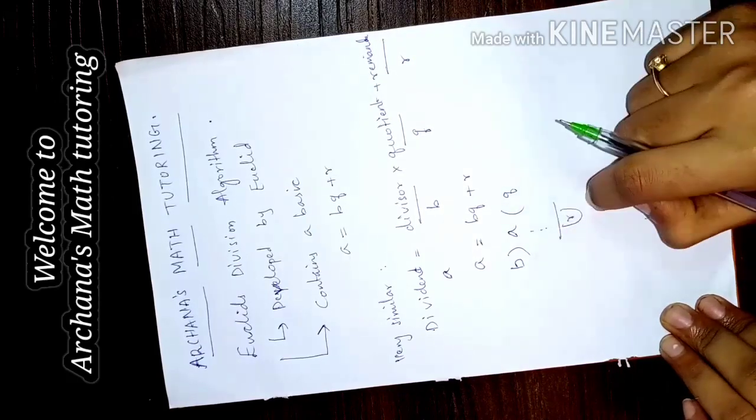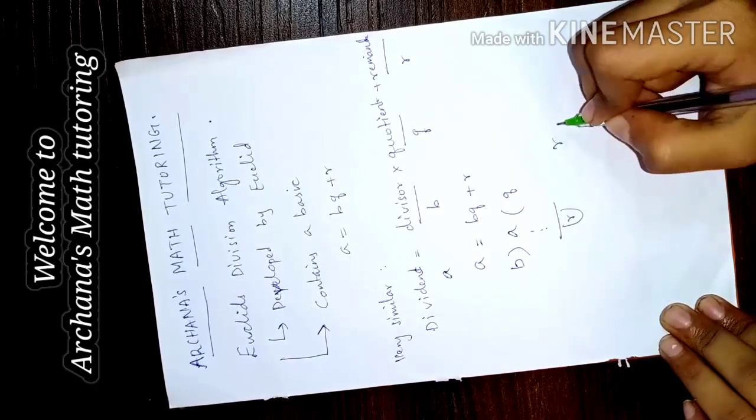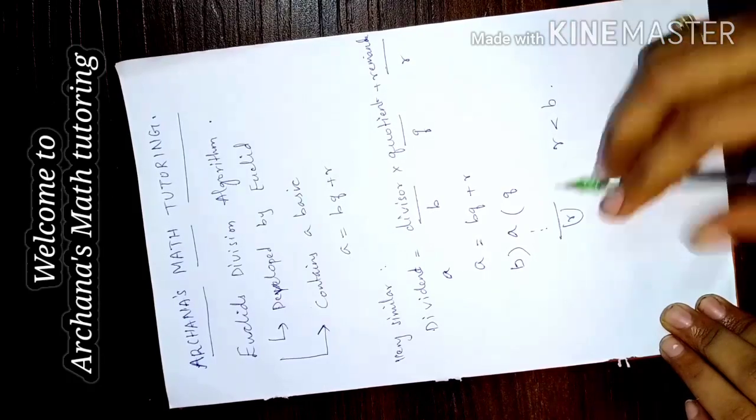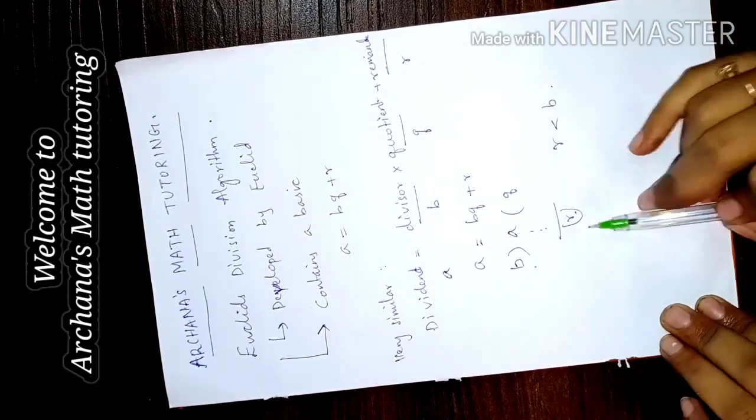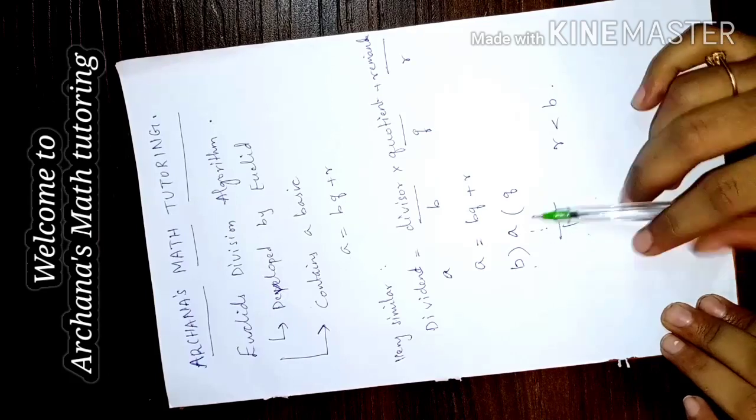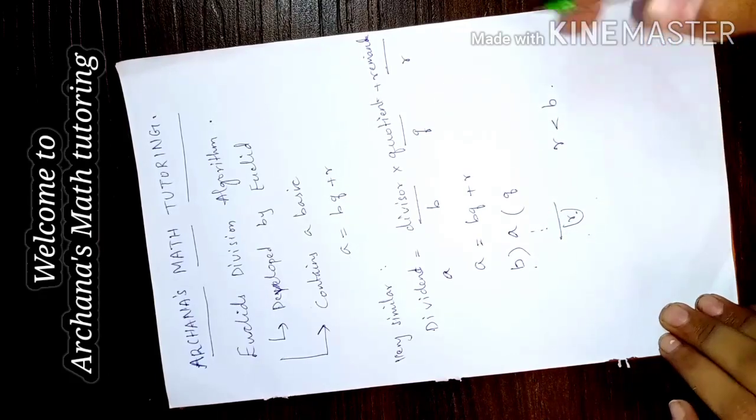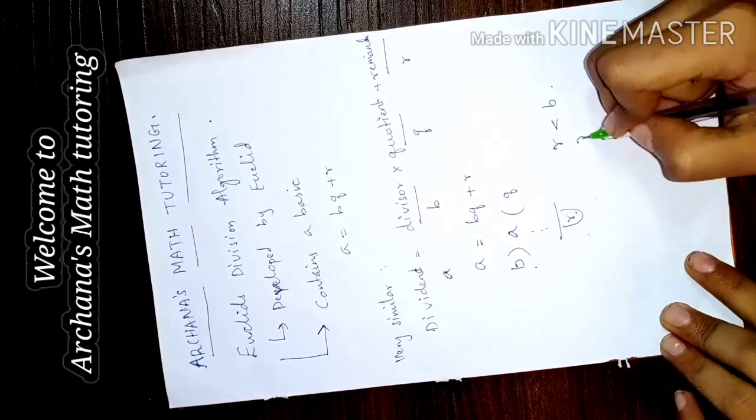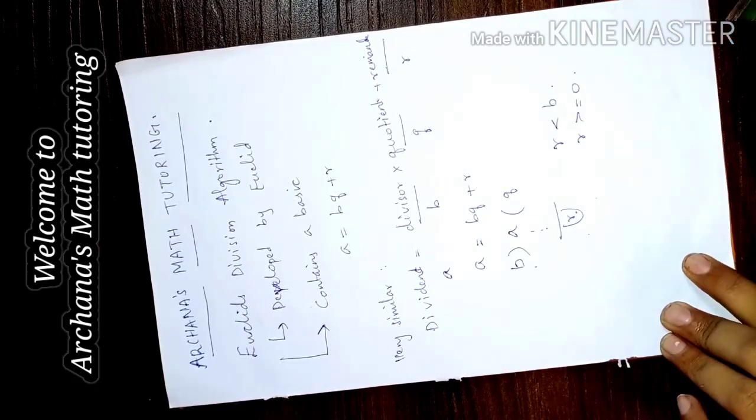Q is the factor of this, and always remember R will always be less than B, because whenever you get some value equal to B, the remainder will become 0. So R should always be less than B, and by default R is greater than or equal to 0.